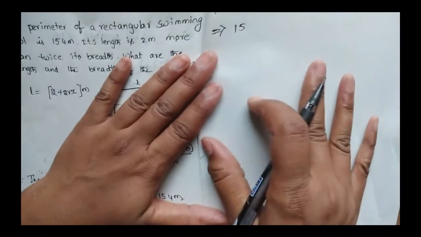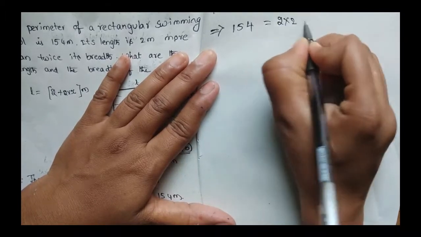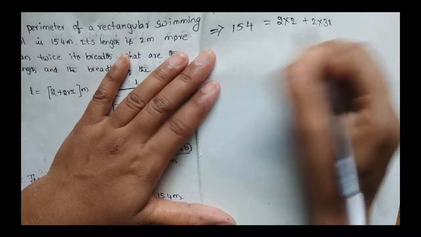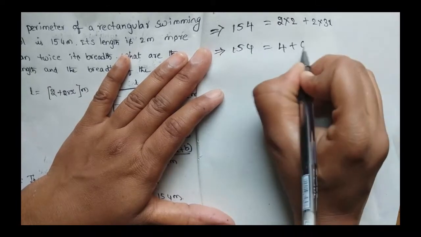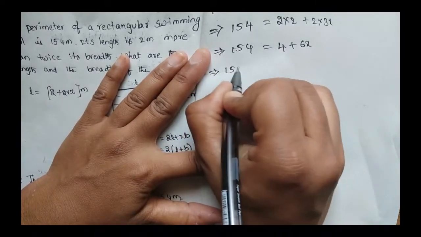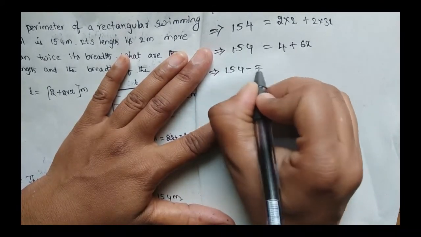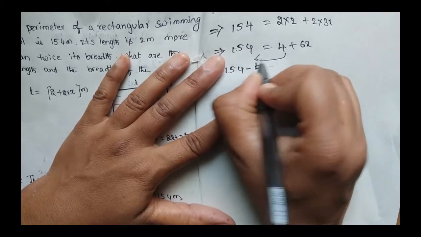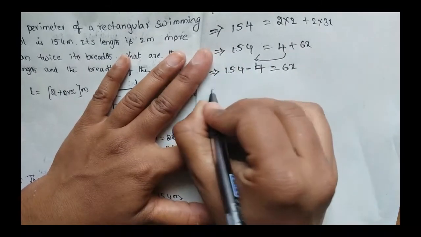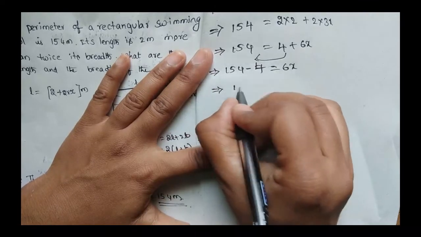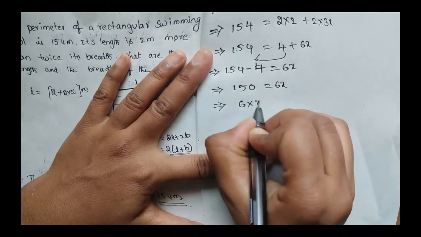Now 154, let's simplify. 2 into 2, 2 into 3x. So 154 equal to 2 2s are 4 plus 2 3s are 6 into x. Now 4 is adding here, so plus 4 moves to the LHS and it becomes negative, and 6x remains. So 154 minus 4, 150 equal to 6x. Here 6 into x equal to 150.